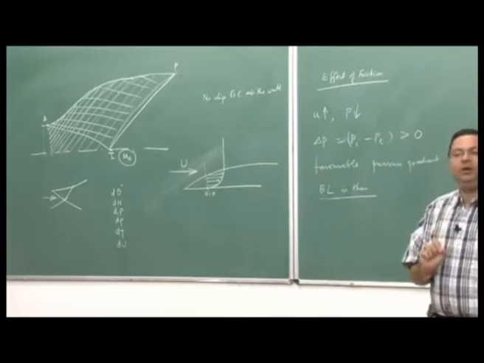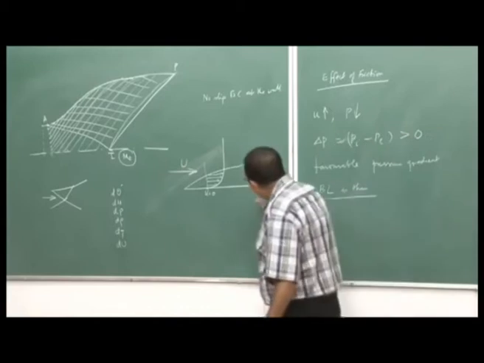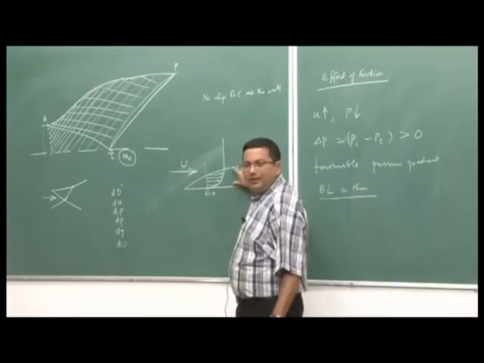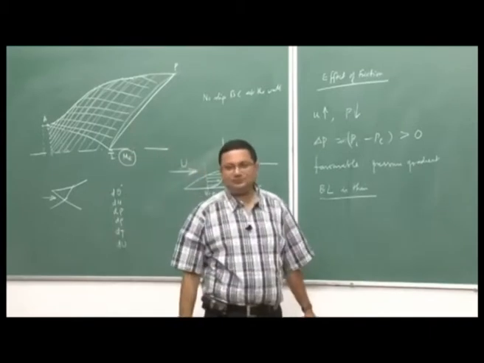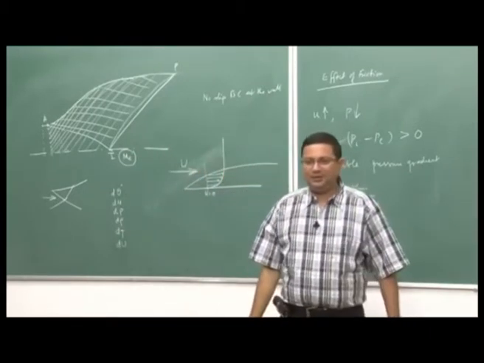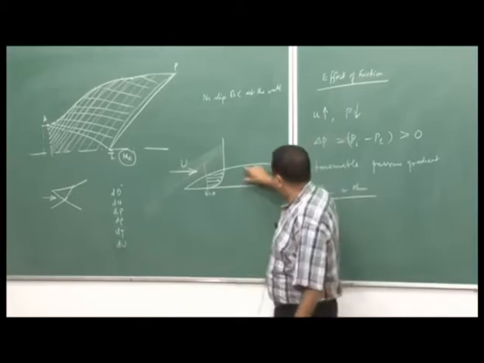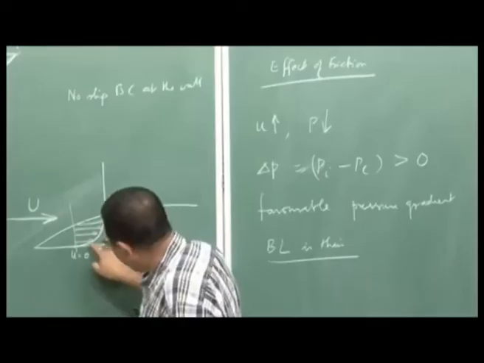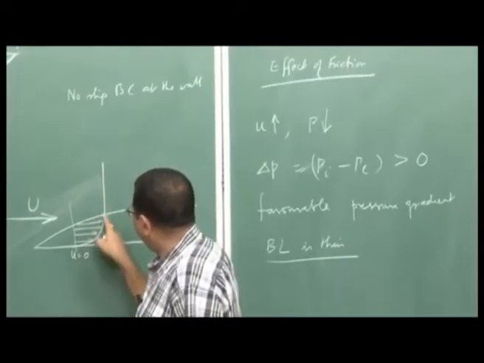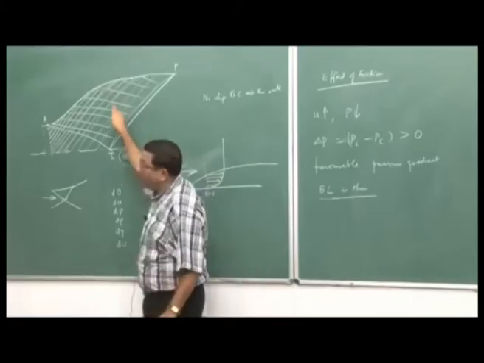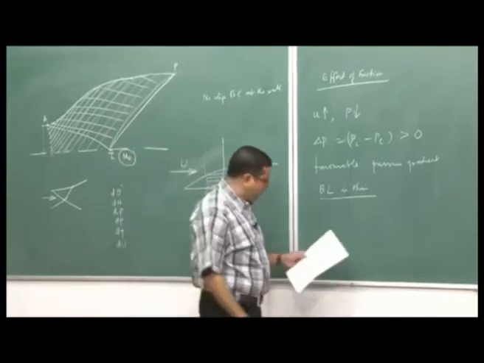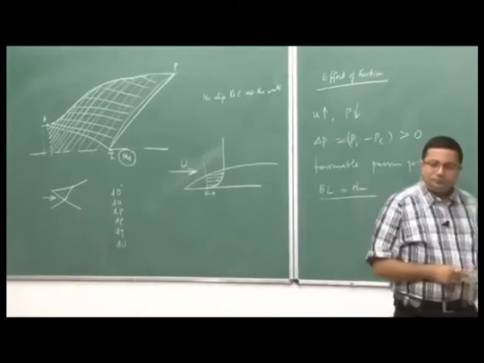What do I mean by thin boundary layer? That the extent of this boundary layer is much less compared to the extent of free stream. Okay. So, the extent of the boundary layer where this change is occurring when the flow is coming to 0 velocity, that is much less compared to the extent of the free stream. That is why we called it a thin boundary layer.